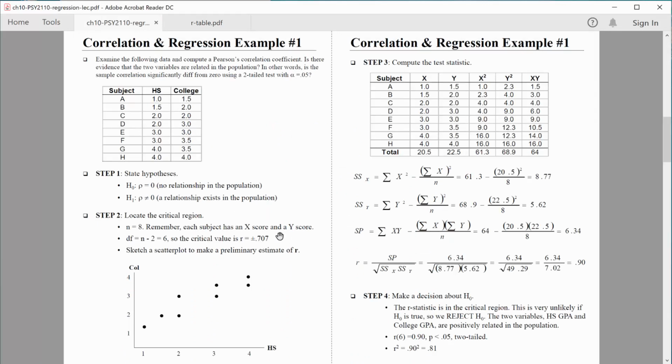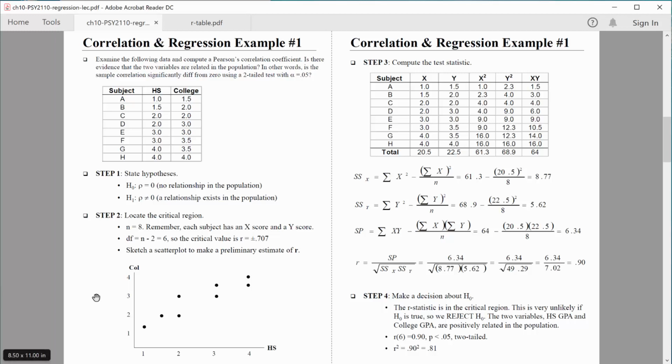I gave us a little bit of room here to sketch a scatter plot. This is something that's not completely necessary for a correlational analysis, but I always think it's smart. Remember, we typically have our x variable, our predictor variable, on the x-axis, and our y variable, the criterion variable, on the y-axis. And our predictor variable clearly is high school GPA. We will use people's high school GPAs to predict their college GPAs.